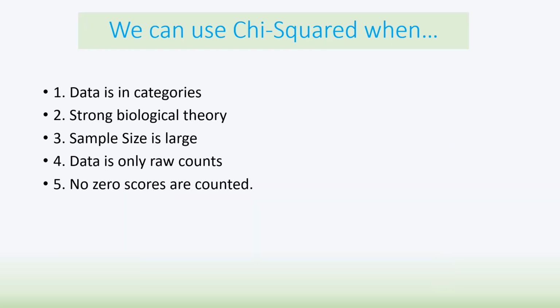To do chi-squared, data must be in categories. So, for example, our 4 categories of 4 potential phenotypes. It has to have a strong biological theory behind it to test for. It has to have a large sample size. The data should only be in raw counts, so you can't do it with percentages, for example. And there are no 0 scores.